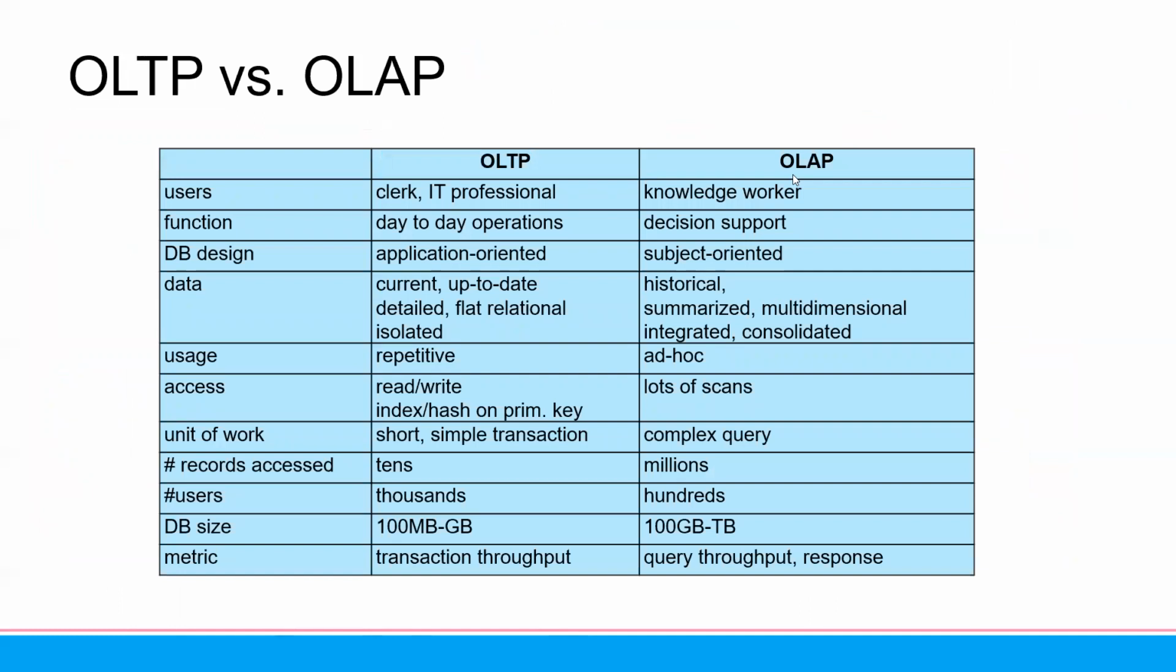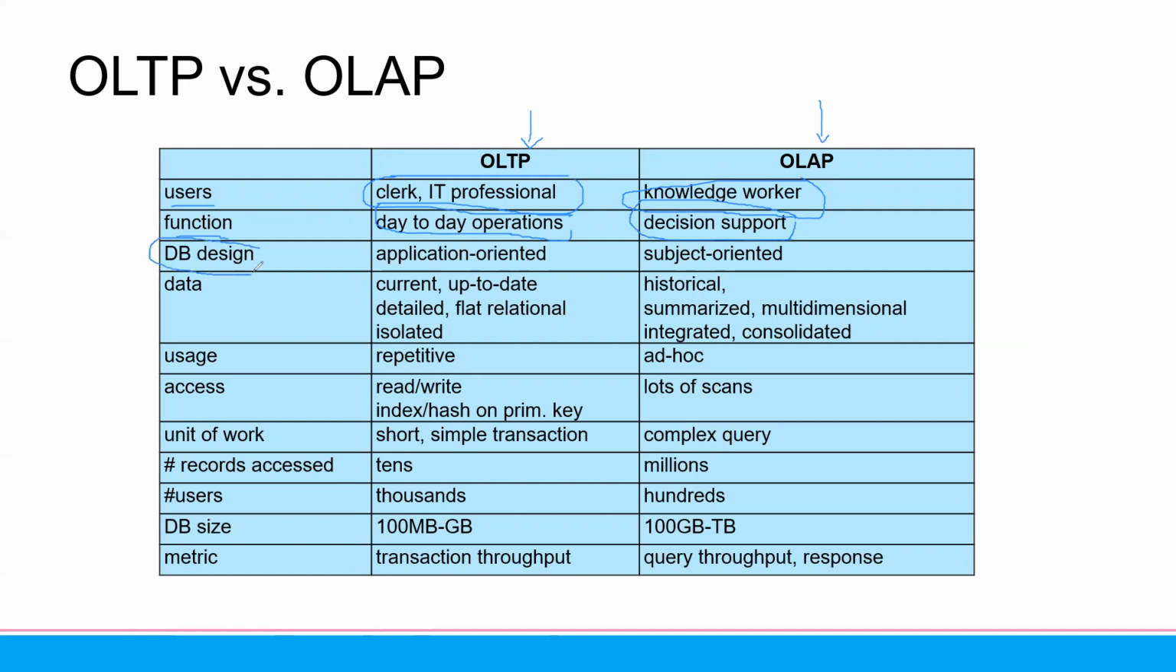So yeah, at a glance, we can just split between the OLTP and the OLAP. The OLTP means for the transactional. The OLAP is for the analyticals. The users are different. The OLTP mostly are clerk and IT professional, but the OLAP mostly are knowledge worker. The function is also different. It is for the day-to-day operation. The OLAP is for the decision support.